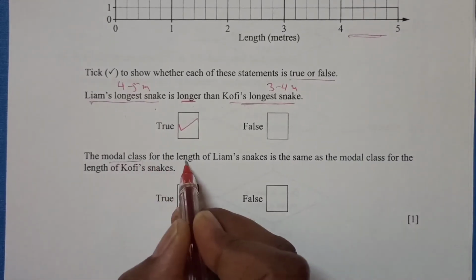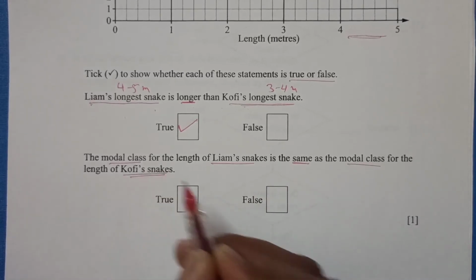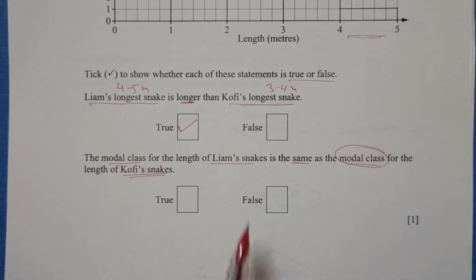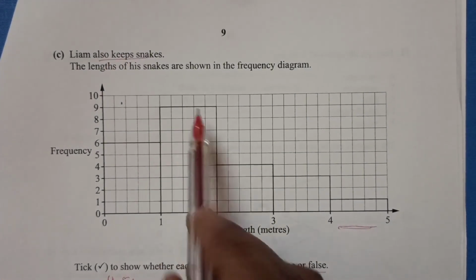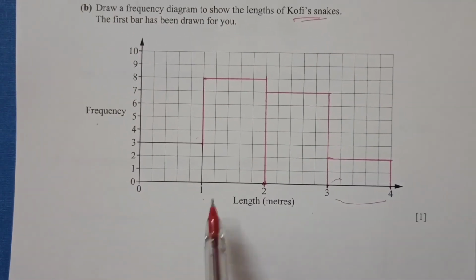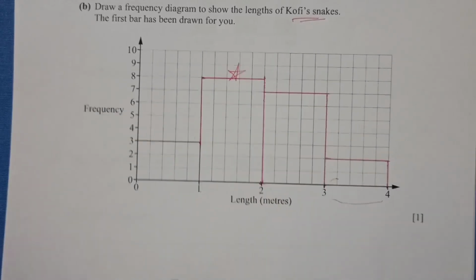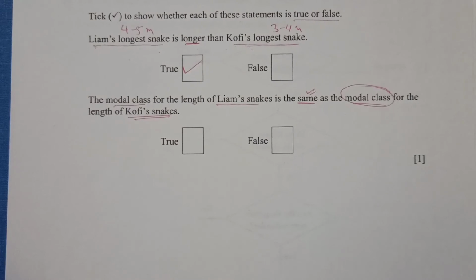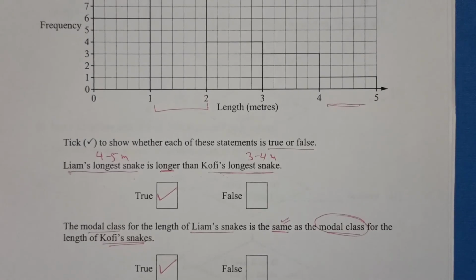And the modal class for length of Lime's snakes is the same as the modal class for coffee's. So that means we are just looking for the modal class of both, and we need to tell if it is the same or not, right? The modal class with the largest frequency is this one, from 1 to 2. This is the modal class here. And in the previous diagram also, you see this is the biggest bar, this is also from 1 to 2, so their modal class is the same, so this statement is also true, right? That's it for this one.